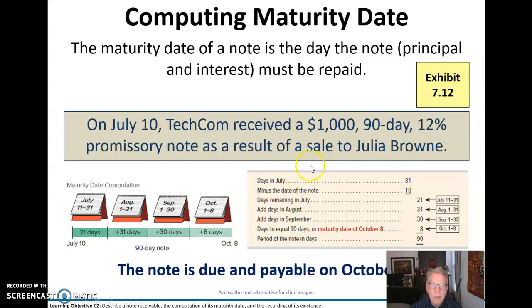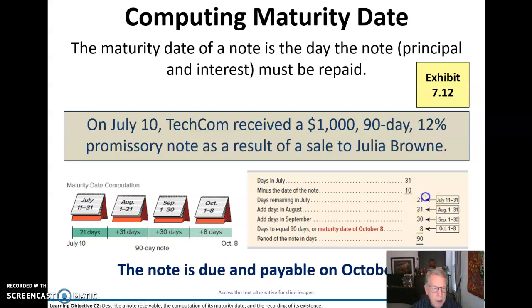Now, the number of days in July, here's July 10th. So I subtract 10 days from 31 days in July. My mother told me the following rhyme, which I've remembered all my life, and it goes like this. 30 days has September, April, June, and November. All the rest have 31. So July has 31 days, August has 31 days, September has 30 days.